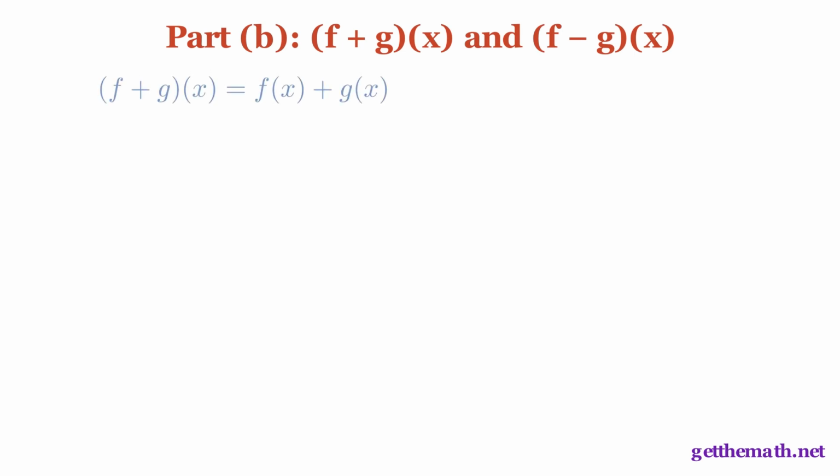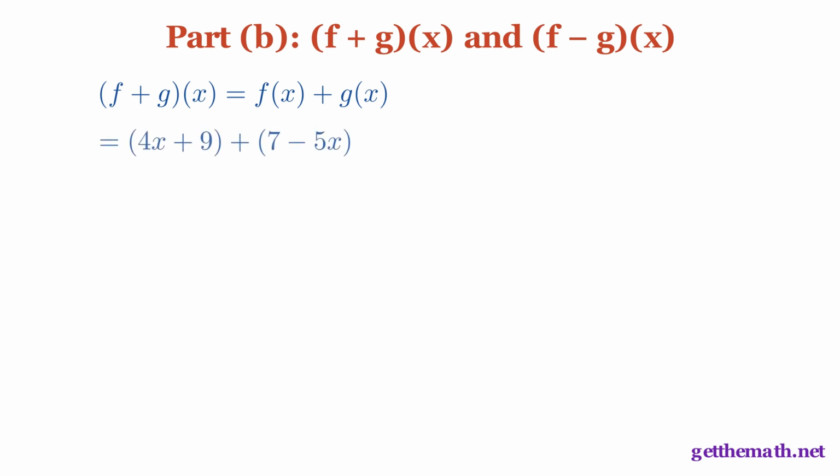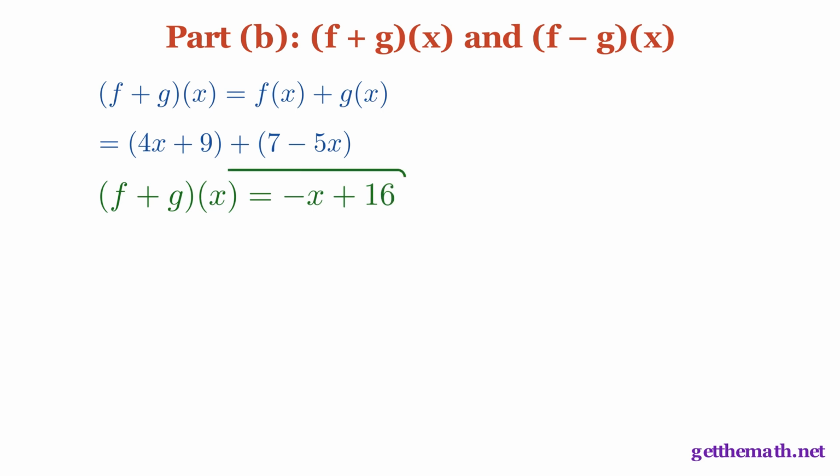Part B: find each expression. F plus g of x. Combine f of x plus g of x: 4x plus 9 plus 7 minus 5x. Combine like terms, 4x minus 5x equals negative x, 9 plus 7 equals 16. F plus g of x equals negative x plus 16.